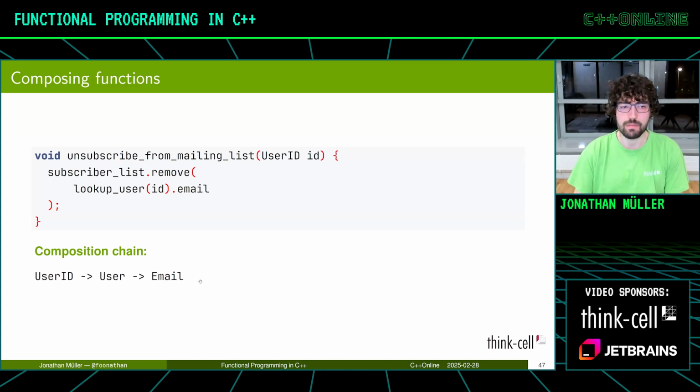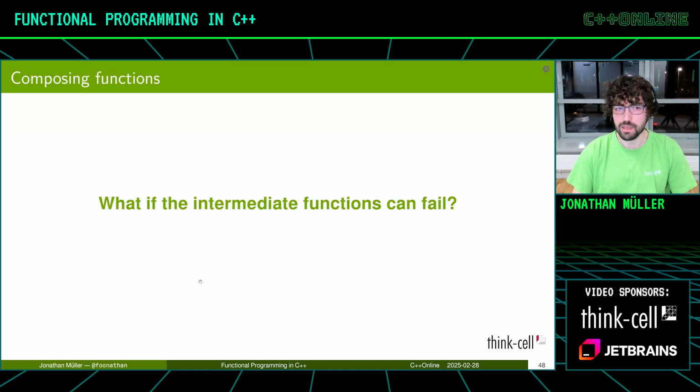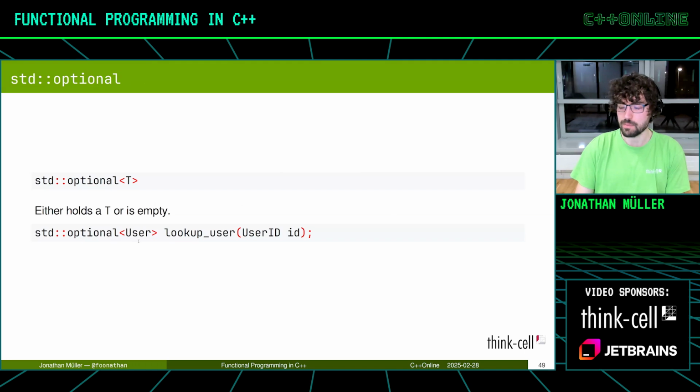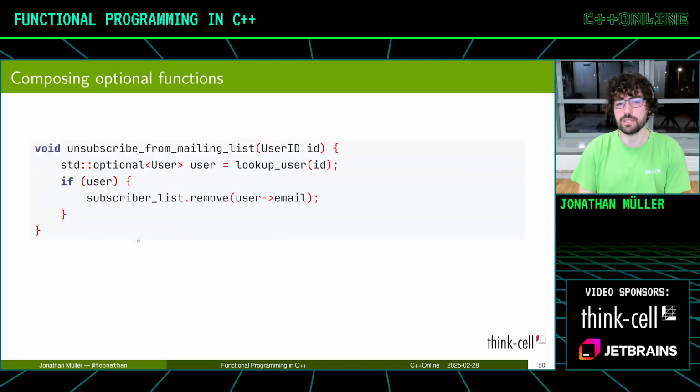This is very straightforward. It's less straightforward if the intermediate functions can fail. Right? What if the user ID is not valid? To express that, we can use optional<T>. So optional<T> is a type that either holds a T or is empty. And suppose our lookup user function might not succeed. Then it doesn't return the user, it returns an optional user. And then the composition gets a bit more ugly, because when we look up the user, we don't have the user directly, we have an optional user. So we have to check whether we actually do have a user, and if so, we remove its email.